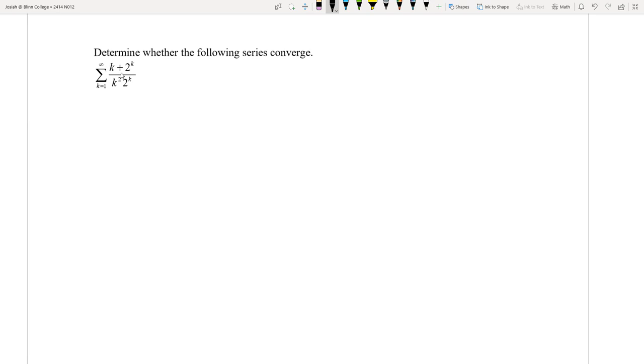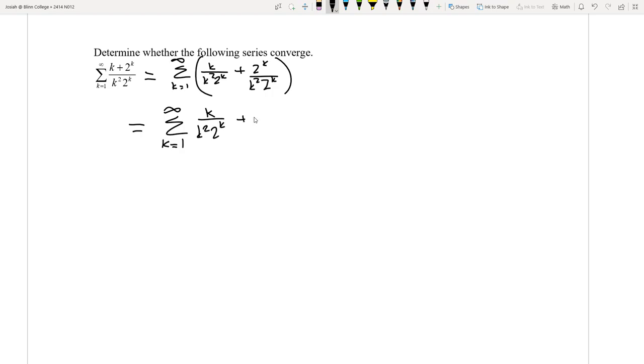We have addition in our numerator. This isn't a polynomial, so there's no real point in keeping this together. So we can go ahead and split this fraction up. And when we do that, we get 2 different fractions we're dealing with here, and we can actually split this into 2 different series. So we've got the sum of k over k squared to the k, plus another series, k equals 1 to infinity, of 2 to the k over k squared to the k.